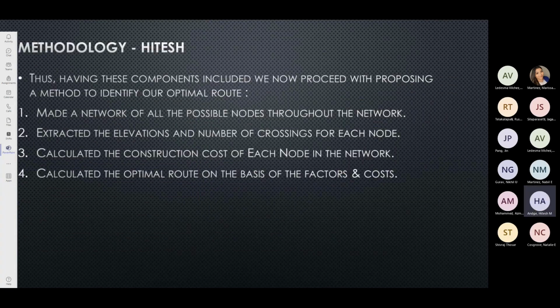So, having these components included, we now proceed with the proposed approach. Our first step in the whole procedure would be making a network of all possible nodes throughout the network. Second, extracting the elevation and crossing profiles of each node in our network. Third, we have calculated the construction cost of each of the nodes in the network. And lastly, we have calculated the optimal route on the basis of the factors and costs involved.